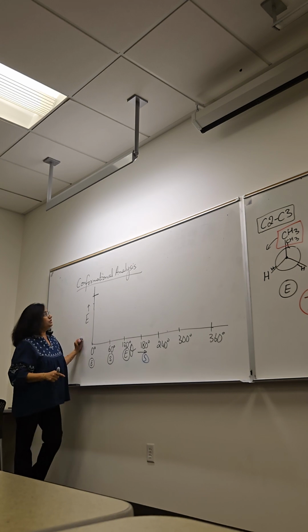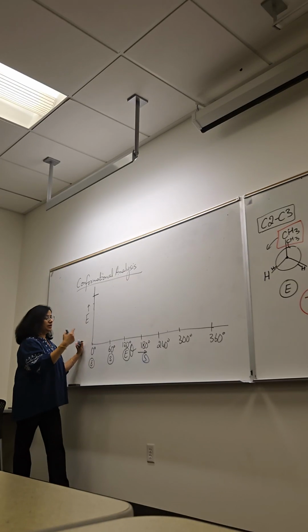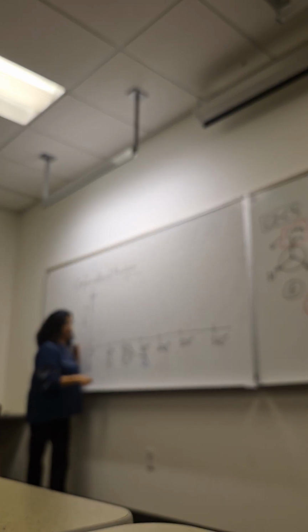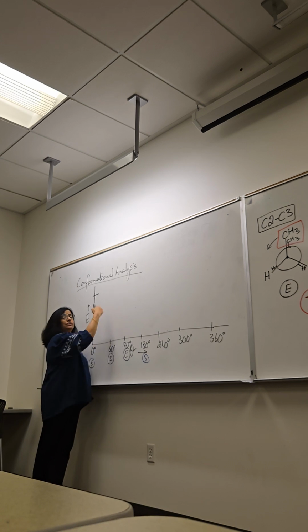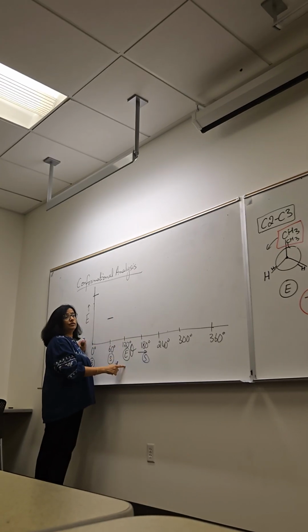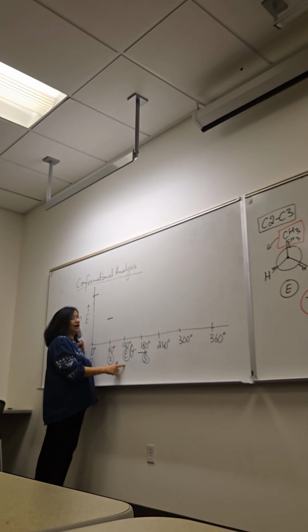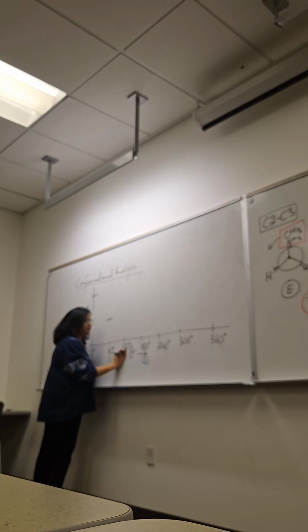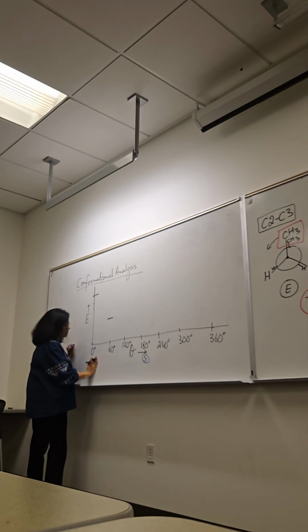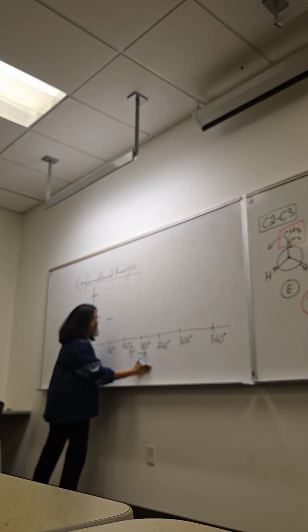Start at high energy. Then we go to structure number 2. Has it become eclipsed or staggered? Staggered. So does the energy go down or up? Down. Number 3. What do we have? Eclipsed. So does the energy go up or down? Up.